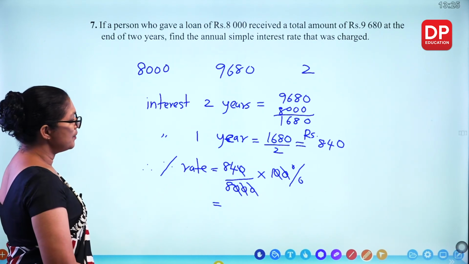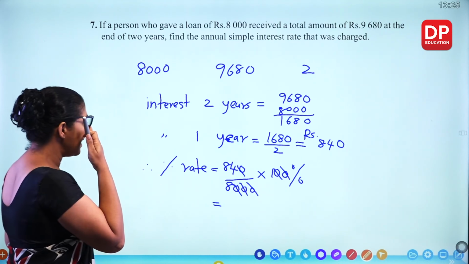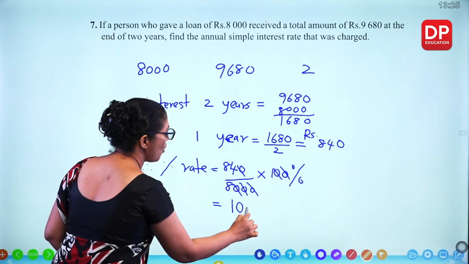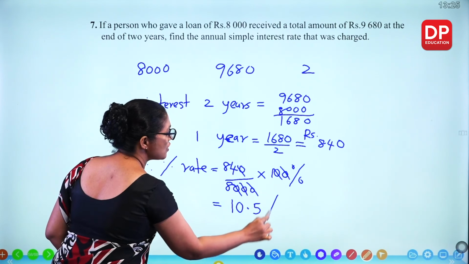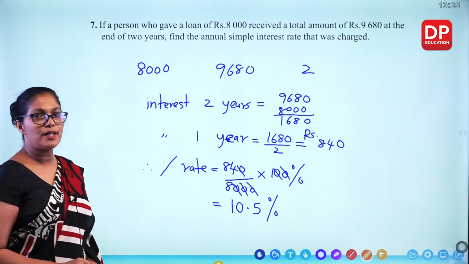So simplify. You get 84 divided by 8. 8 times 1, 8 times 0 for 40, that's 5. So 10.5 as the percentage value.